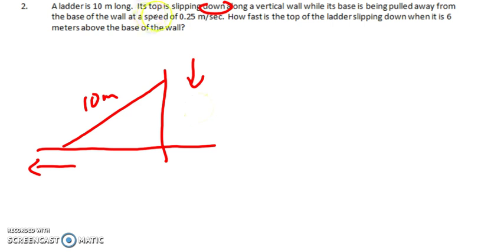Again, its top is sliding down along a vertical wall while its base is being pulled away from the base of the wall at a speed of 0.25 meters per second. Let me go ahead and just label these. I'm going to call this H and B. We assume the wall and the floor are a right angle. So hopefully you're looking at this and thinking Pythagorean theorem: A squared plus B squared equals C squared.